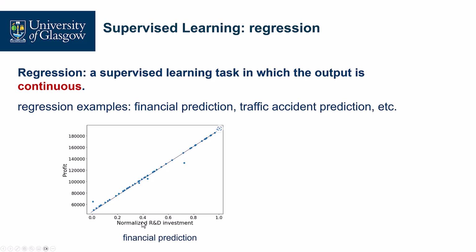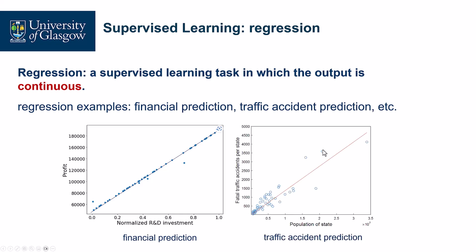Then I want to find the relation between this one and the output, which is profit. We can see the output, the profit, is a continuous number and not categorical, right? So this is regression. The other one, the traffic accident prediction: I want to see the population of the state and the fatal traffic accidents of that state, right? So we find the number of fatal traffic accidents in that state. This is not categorical as well, right? So this is also regression.